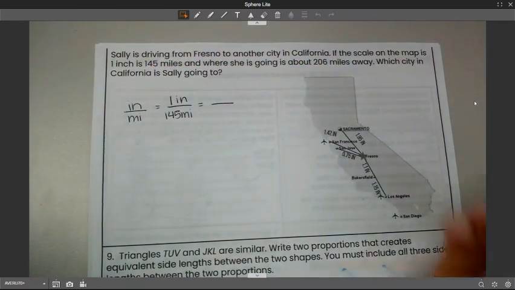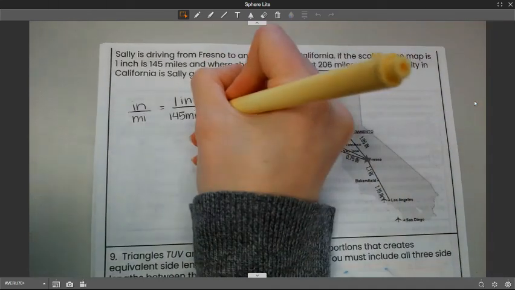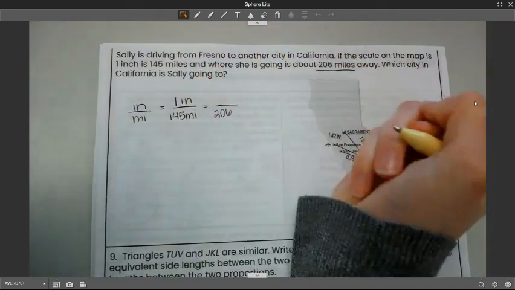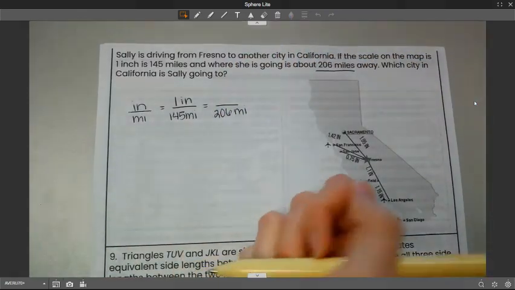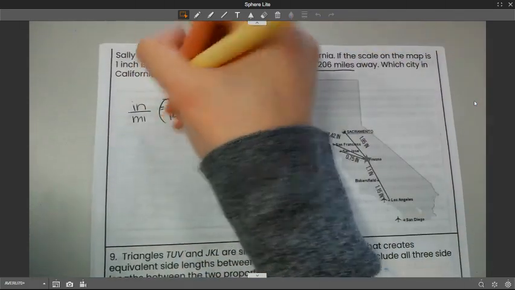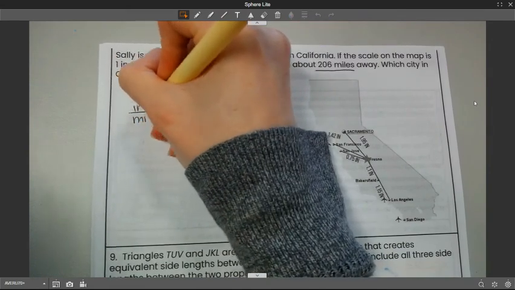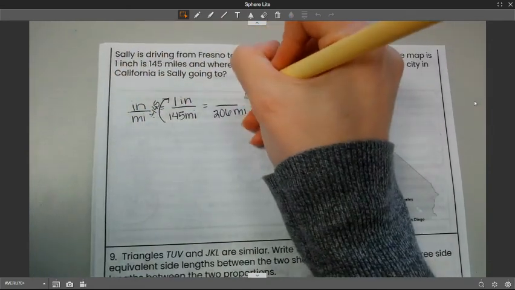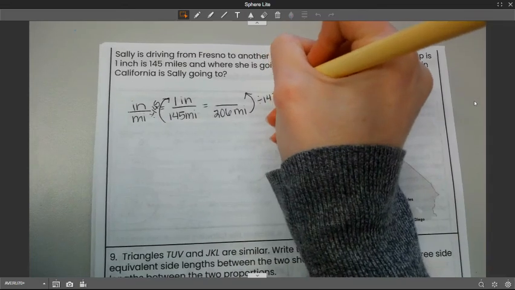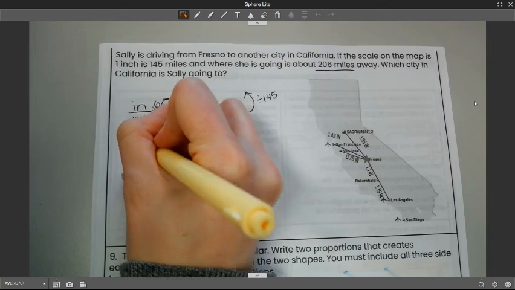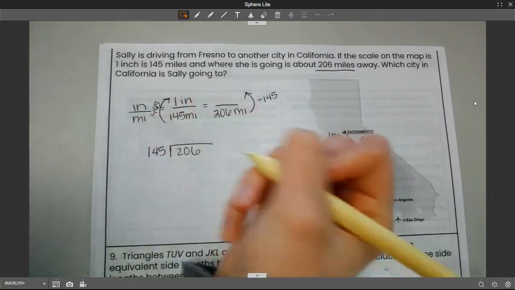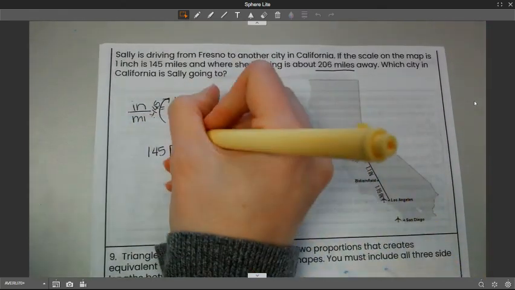Okay, and we know we're going about 206 miles away. So that's a mile, so I'm going to put it on the denominator. So I can't go from 145 to 206, but I can go from 145 to 1 by dividing by 145. So I'm going to divide by 145 this way. So we have 206 divided by 145. Well, 145 goes into 206 one time.